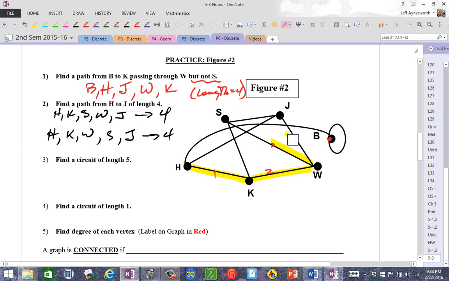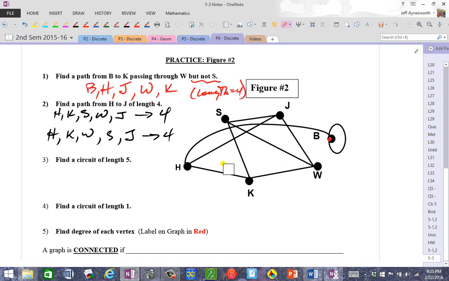So it helps you sometimes to use a little bit of color in your drawings, right? So you can keep track of it, so you can see it better. All right? And count better too. All right, number 3, find a circuit of length 5. Okay, so remember the word circuit. This right here, this tells me that I got to start and end at the same place.